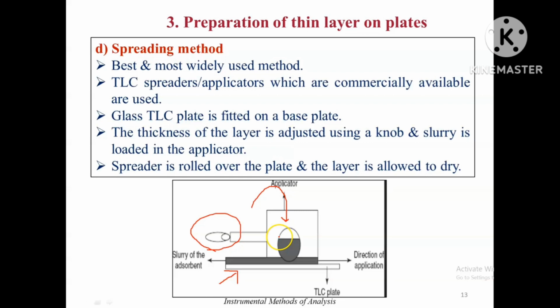So this spreader is rolled over the plate from one side to the other side in this particular direction. And then the layer is allowed to dry. In this way, the TLC plates can be prepared by using the spreading method.